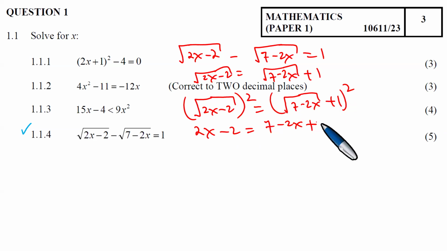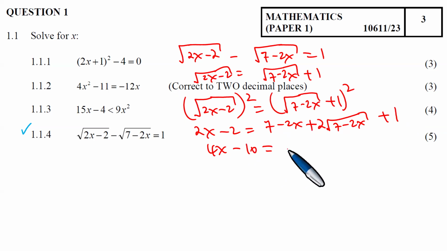And then we have this times 2, which is 2 times the square root of 7 minus 2x. You square the 1, you get a 1 like that. Upon careful examination, we add all the terms out. We would have the 2x, and then we add these 2x. So it's going to be exactly what? 4x. Then we collect like terms, because now we know that 7 plus 1 is 8. Minus 2 minus 8 is going to give us exactly what? Minus 10. And this is equal to 2 times the square root of 7 minus 2x.